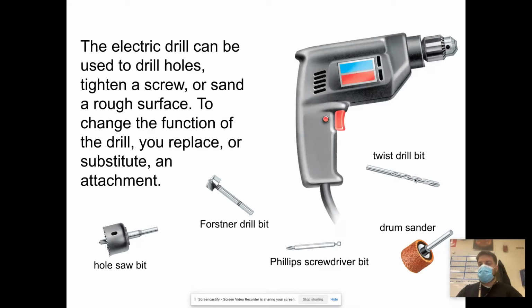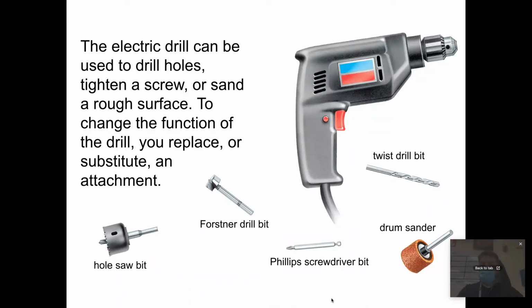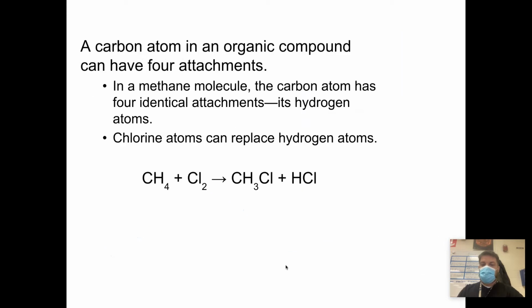If I put this drill bit in, it'll drill a hole. If I put a sander bit on it, it'll sand something. If I put a screwdriver bit on it, it'll screw a screw into the wall. If I use this bit or this bit, it'll actually make a hole in something. So we could change the function of this tool by simply changing or adapting or substituting in a part of it.